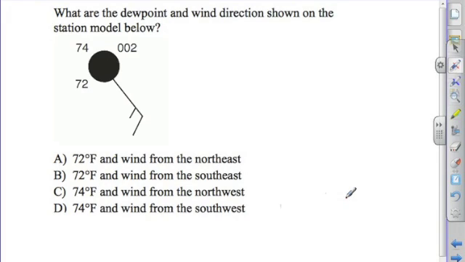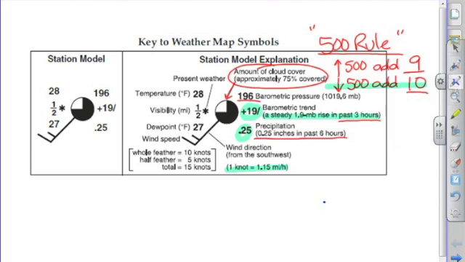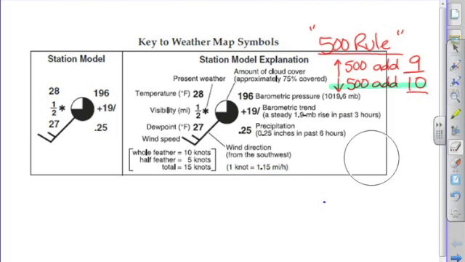First, what are the dew point and wind direction shown on the station model below? Dew point temperature and wind direction. So let's see, I need 2 variables: dew point and wind direction. I go back to my reference table to use it as a guide. I'm going to take a moment to clean it up, leaving the 500 rule visible in case we need it.